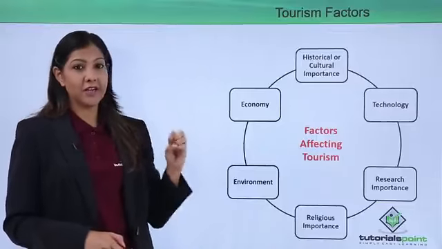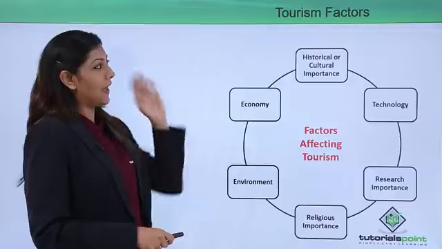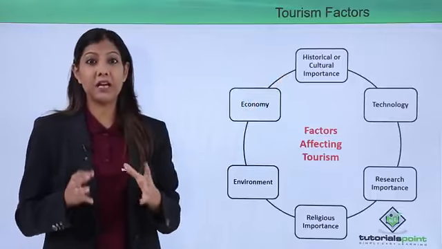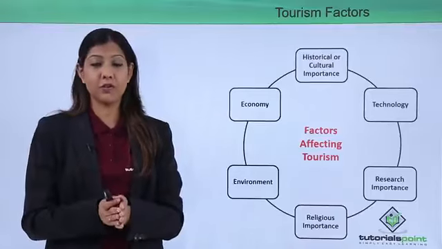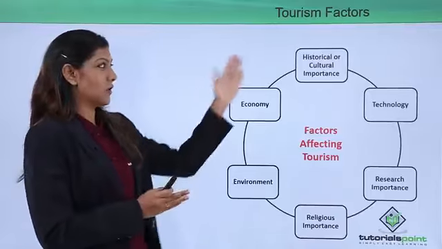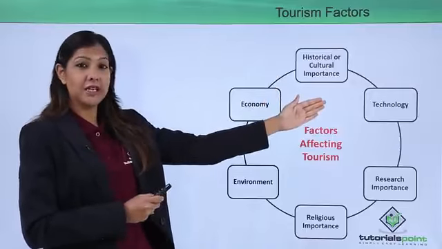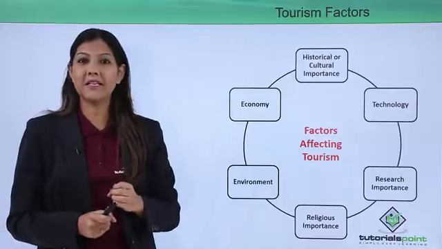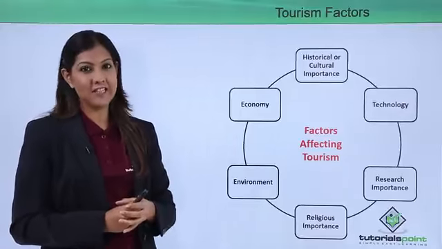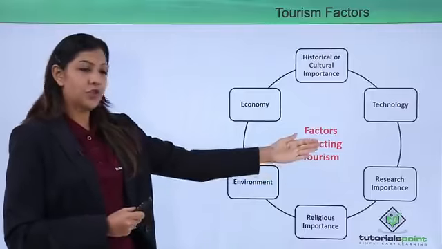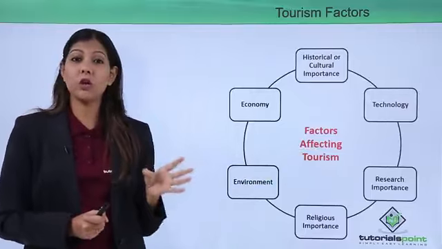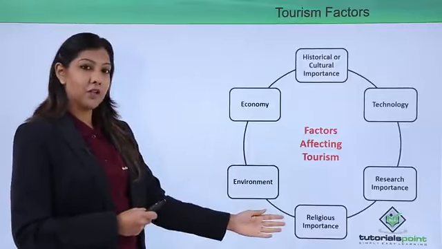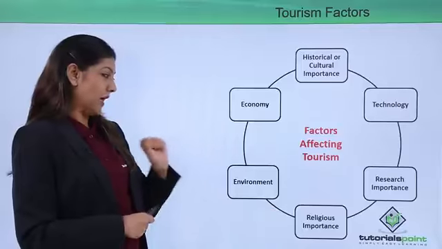Let's take a look at certain factors which are affecting tourism as of today. Historical or cultural importance of any particular place attracts tourists from all across the country to come to that place. So historical and culture. Technology is again one of the factors which affects tourism. Nowadays it's become so easy to book any place because of the technology advancement which has come in. Research importance, people do a lot of research before they actually go to a particular place. Religious importance of a particular place also makes them get attracted to it.